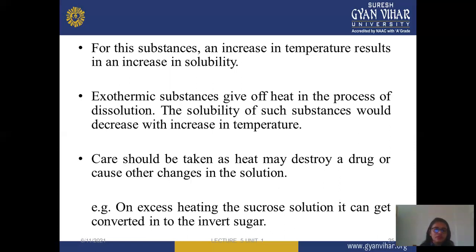This temperature is suitable or not for a particular drug. For example, on excess heating, a sucrose solution can get converted into invert sugar. This is an example of what happens when you increase the temperature during heating of sucrose: it shows invert sugar, or just the opposite sugar, due to excess heating or a large amount of temperature. So you do not increase the temperature continuously, you just control it when required, because excessive heat may destroy a particular drug.